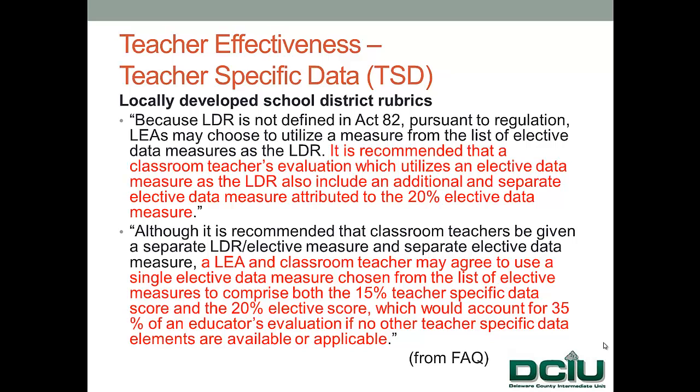The second point follows the first one: while that recommendation is given to have two distinct measures, it is possible that an LEA and classroom teacher may agree to use a single elective data measure to comprise the 15% teacher-specific data and the 20% elective score, which would account for 35% of the educator's evaluation. However, they are two distinct measures, one teacher-specific data and one elective data.